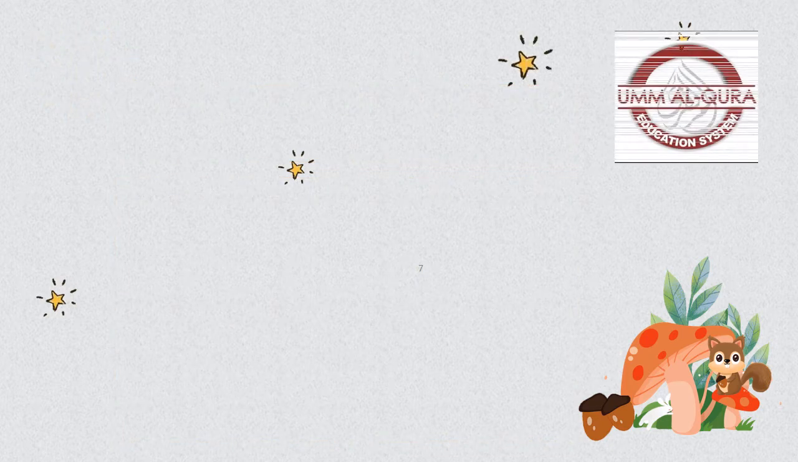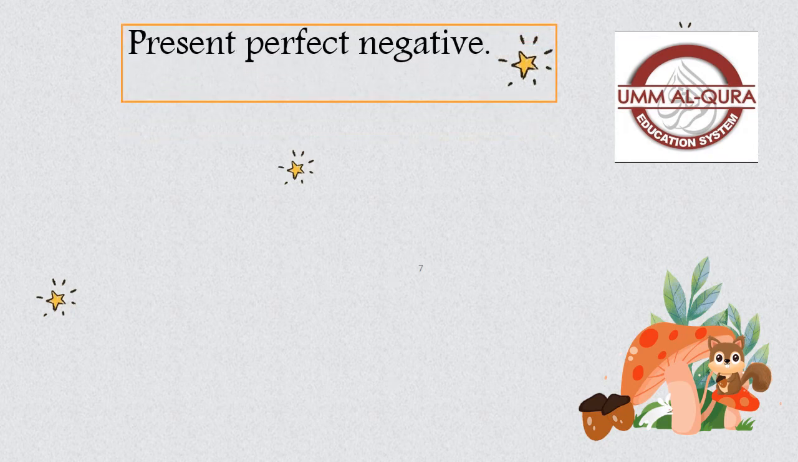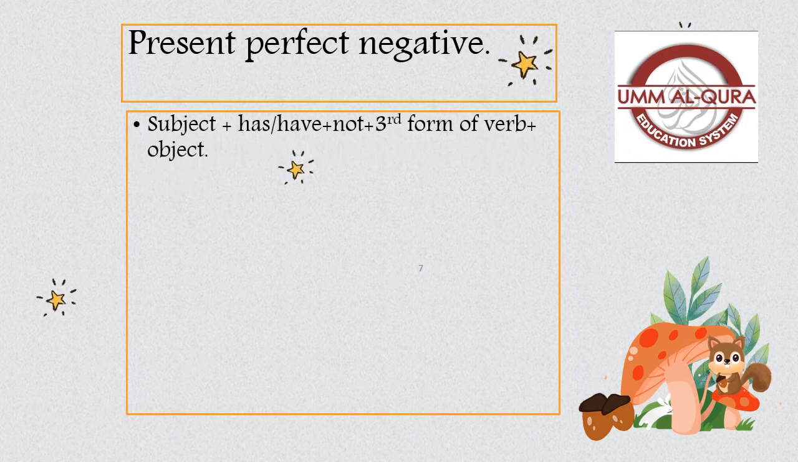We will move to the next one, which is negative. How to form negative sentences of present perfect tense? It's very easy. We just have to add not. First will come subject, then has, have, which is our helping verb, not to make it negative, third form of verb, and in the last is object. Simple, just have to add not.